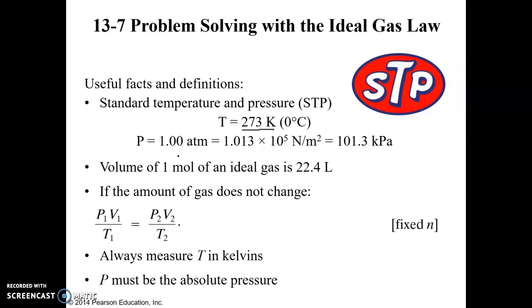And then the pressure, depending on what units we're using, can be exactly 1 atmosphere, which is equivalent to 1.013 times 10 to the 5th newtons per meter squared, or 101.3 kilopascals. We're also going to deal with a mole. 1 mole of an ideal gas is 22.4 liters.